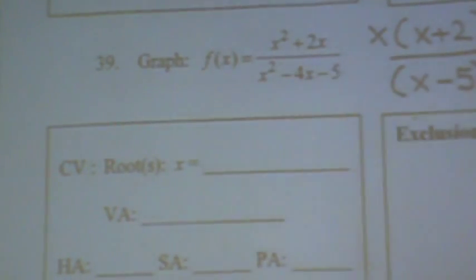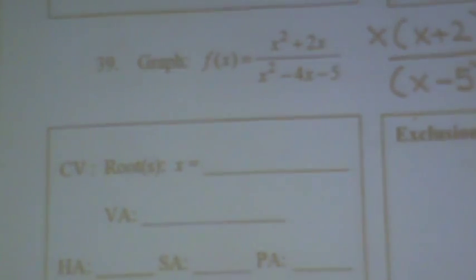Okay, 39. We need to factor the numerator. I would take an x out of the top, and you have x plus 2. The bottom you're going to factor to be x minus 5 and x plus 1. Let's check this out. -5 times 1 is -5. These two add to be -4. Are we going to cross anything out? No. So there's no hole. Nothing got crossed out completely.